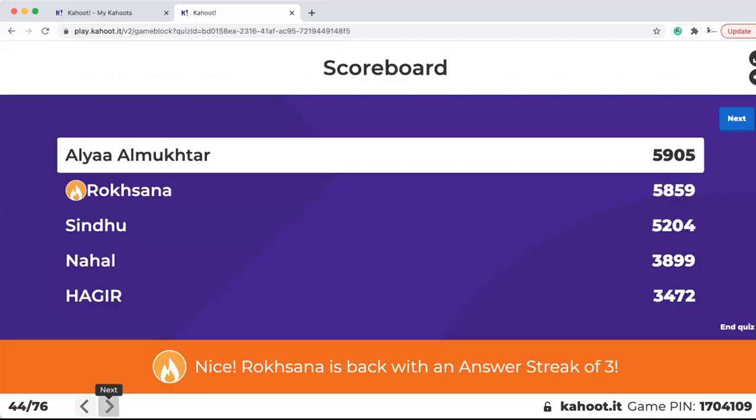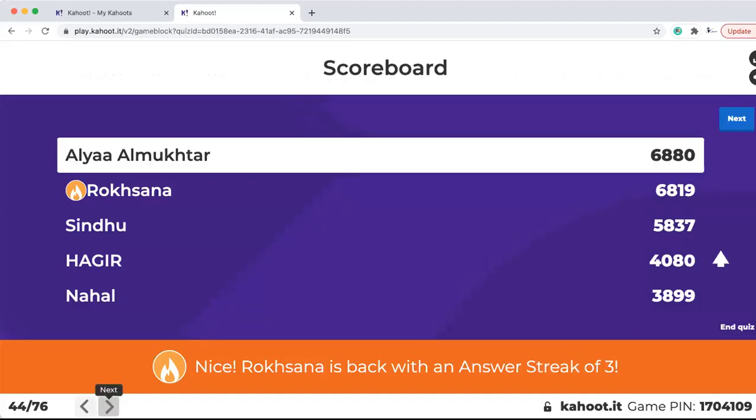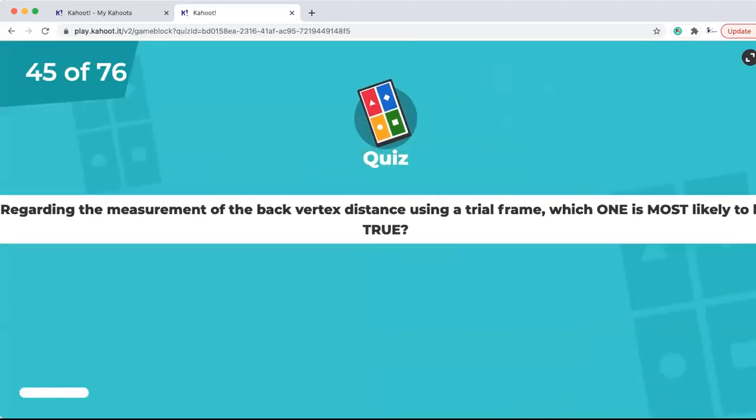And let's see who got right. So Dr. Hagar coming to the fourth place. Well done. And let's see, no explanations here. Just move to the next question.